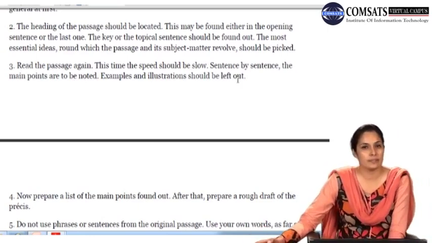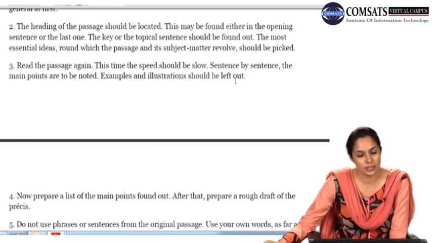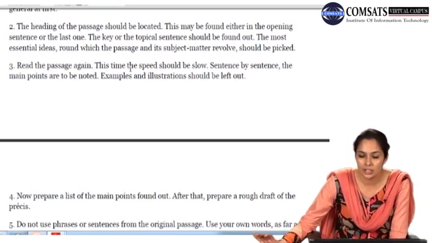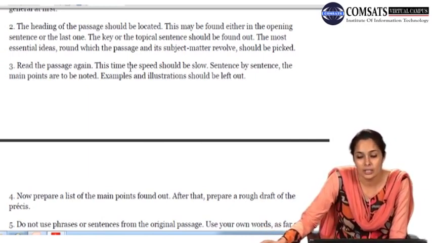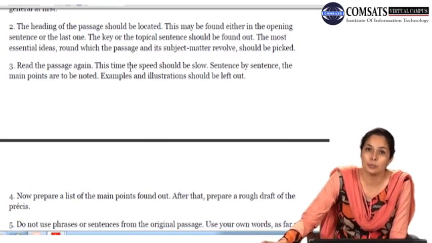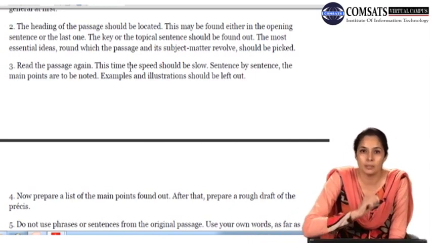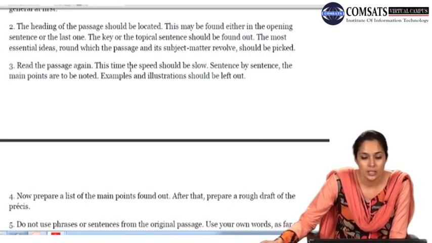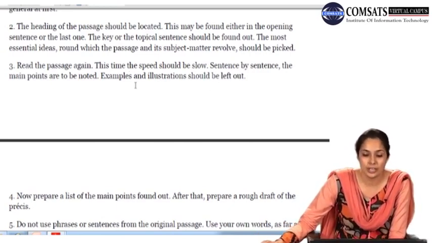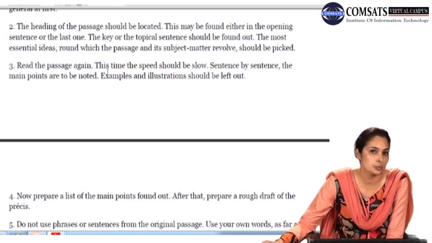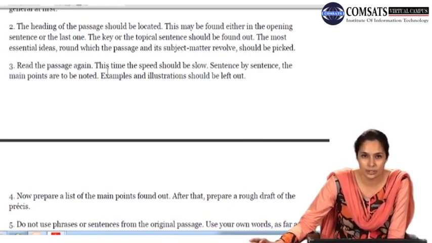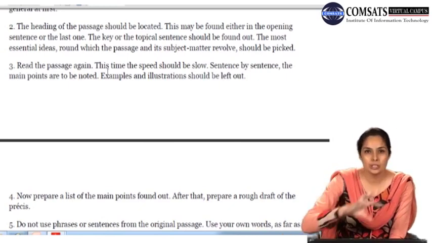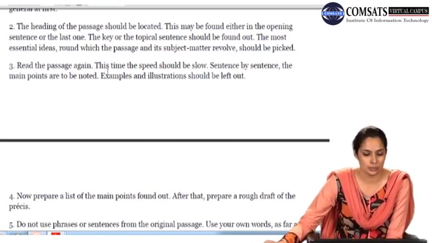Just like we did with the machine paragraph in the previous slides, you have to be very slow in reading, analyze every sentence, every phrase, every part of your paragraph, sentence by sentence, and note down important points. Either underline them or number them or mark them with a different color. And examples and illustrations should be left out. This is an important point. You are not supposed to say that this is the example that was given in the passage. You just have to pick up the meaning of it and incorporate it into your summary.